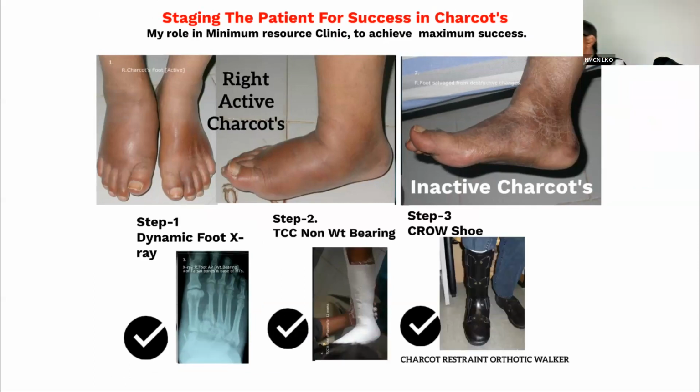After we brought it back to normal, we have to put him in long-term offloading. That is a CROW shoe. You can't ask this patient to go with normal footwear. He has to be in this Charcot restraint orthotic walker only, which is customized, which we do regularly by taking all measurements and casting, and we prepare this wherein anterior and posterior slab-like units are there, which is fixed, and he has to use it like that. He can't go without this CROW shoe. If he goes without it, again he is going to break the foot.